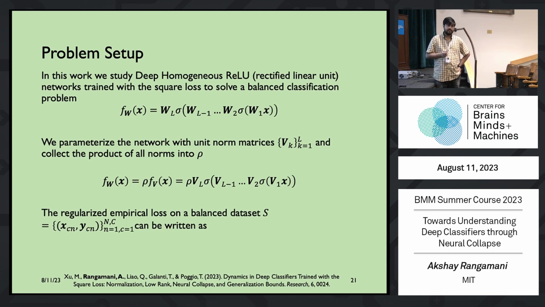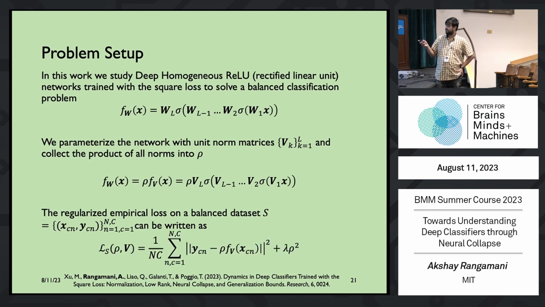And we can write the regularized empirical loss on a balanced data set as this. Another important thing here is that your data sets are balanced, which means that you have the same number of examples in each class. You have n examples per class and C classes. So this is the regularized empirical square loss.